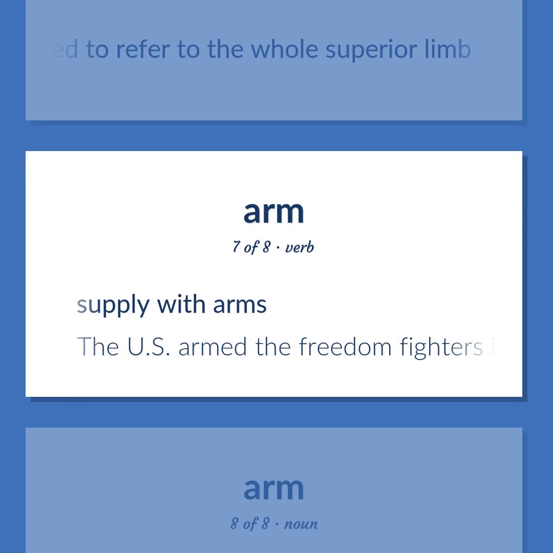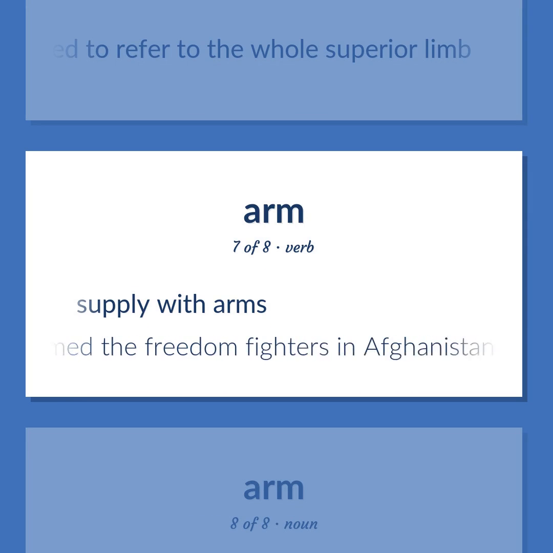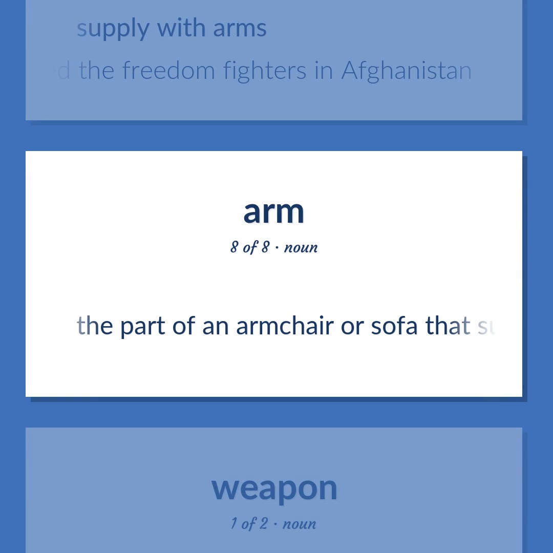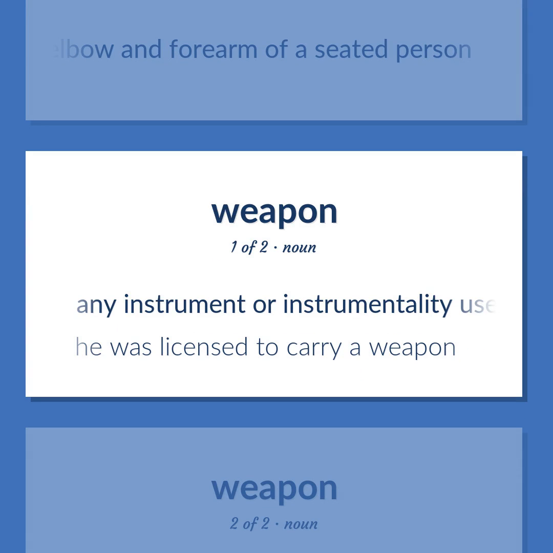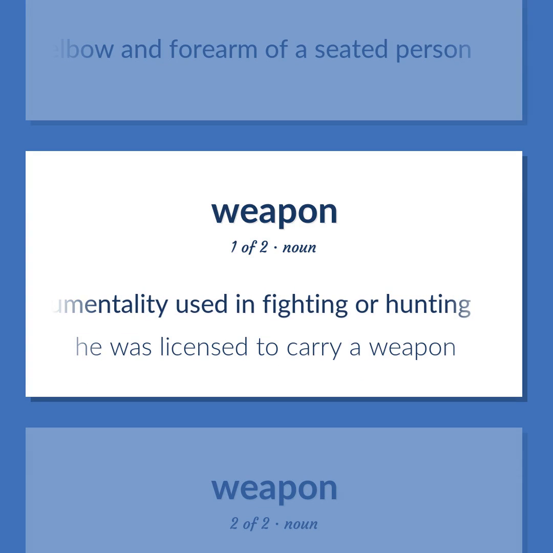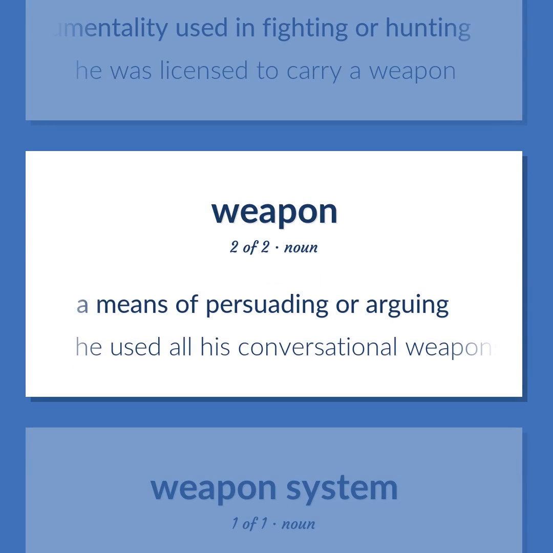Supply with arms. The U.S. armed the freedom fighters in Afghanistan. The part of an armchair or sofa that supports the elbow and forearm of a seated person. Any instrument or instrumentality used in fighting or hunting. He was licensed to carry a weapon. A means of persuading or arguing. He used all his conversational weapons.